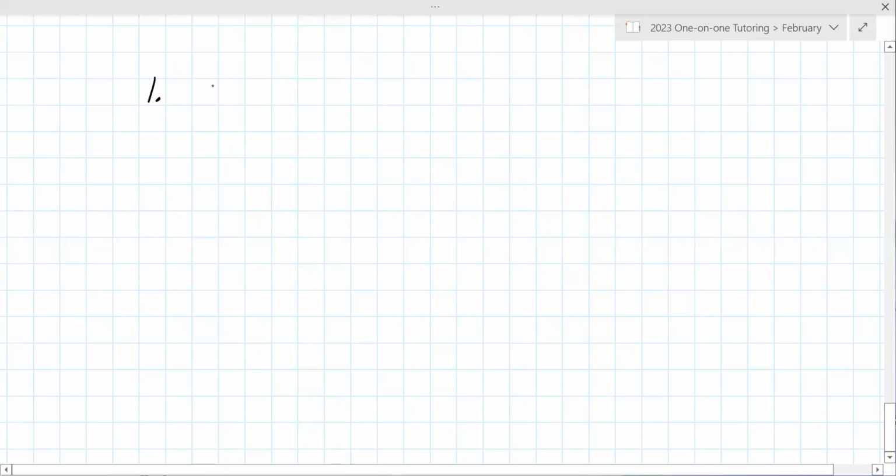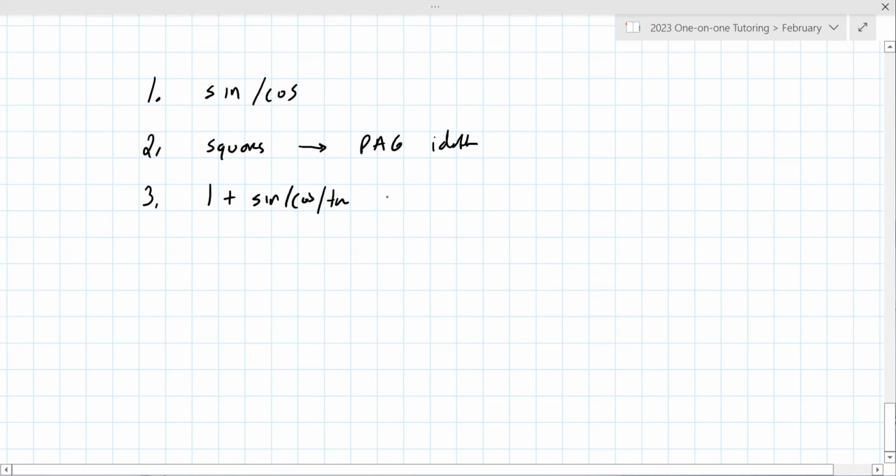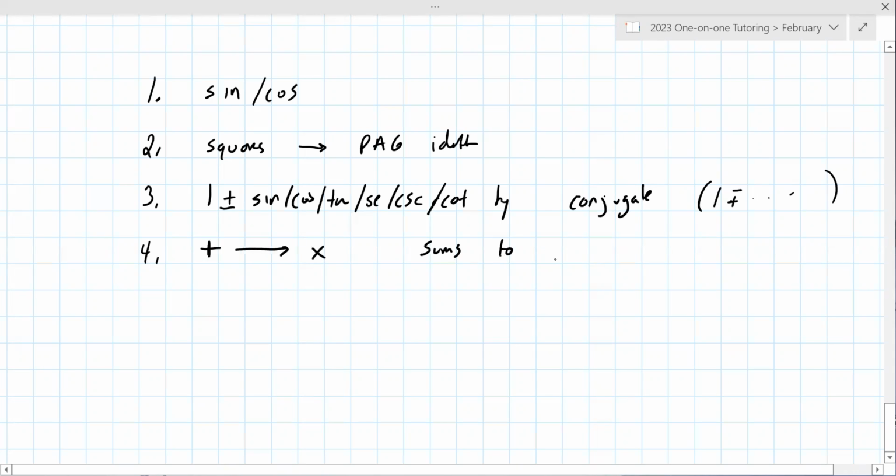There are some guidelines like we've talked about. You convert everything to sine and cosine. Whenever you see squares, that's your Pythagorean identities. You almost always multiply 1 plus or minus sine, cosine, tangent, secant, cosecant, cotangent by the conjugate. So you almost always multiply by the other one, the minus or plus of that list. You generally convert sums to products. You generally work on higher exponents.